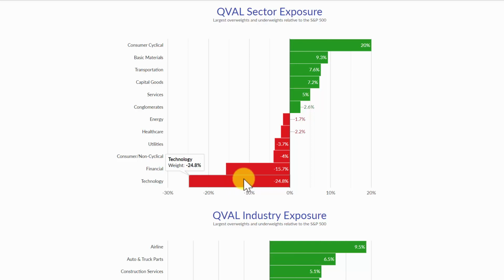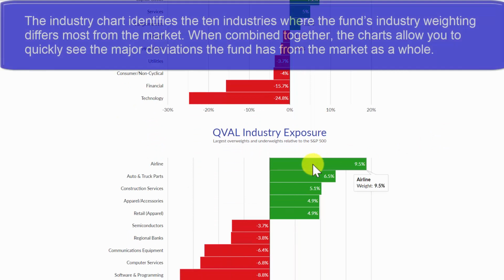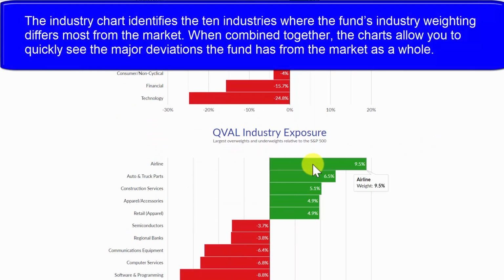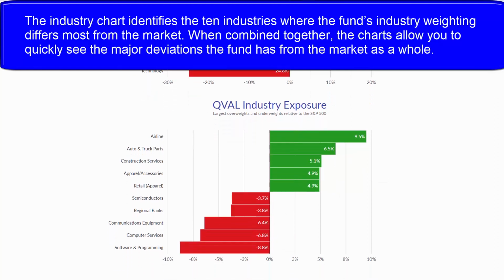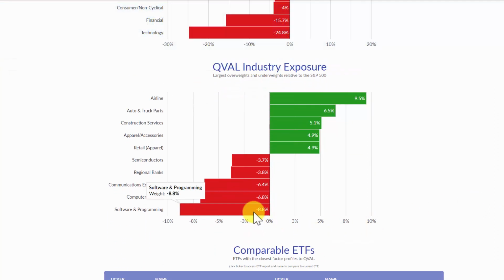And then on the industries, what we're doing is just highlighting some industries that this fund has chosen to overweight or underweight. So in the case of this fund, it has 10% more airlines than the S&P 500, and it has 8% less software and programming. And that's the type of thing you'd expect from a value fund. Obviously, tech stocks have been doing well, so you'd expect underweights in technology. You'd expect underweights in things like software and programming.